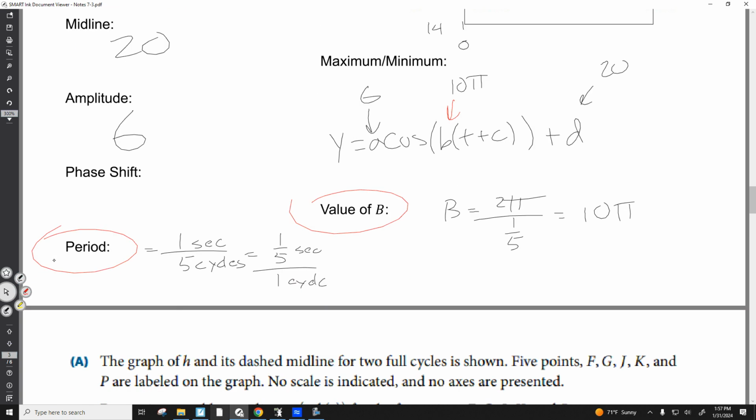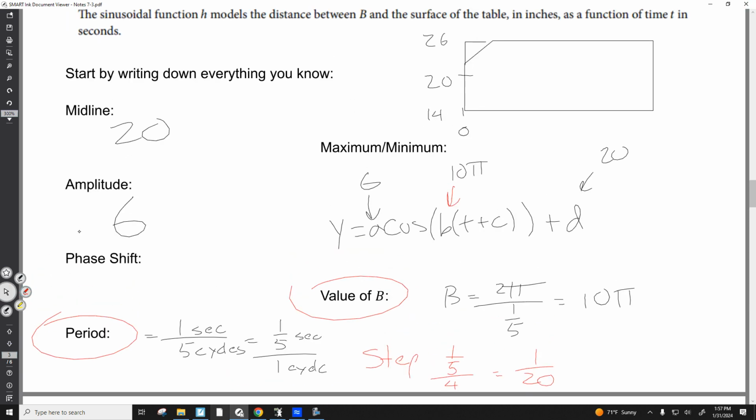Your period is 1/5. Your step is 1/5 divided by 4, or 1/20th. You step a 20th. 2 20ths is a 10th. 3 20ths. 4 20ths is a 5th.